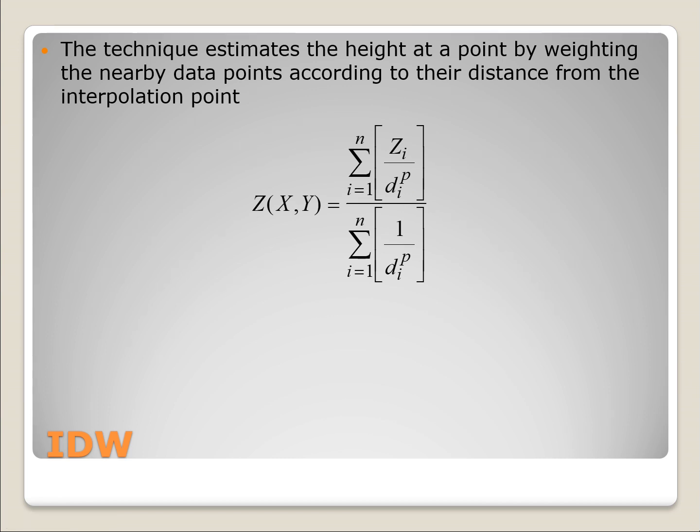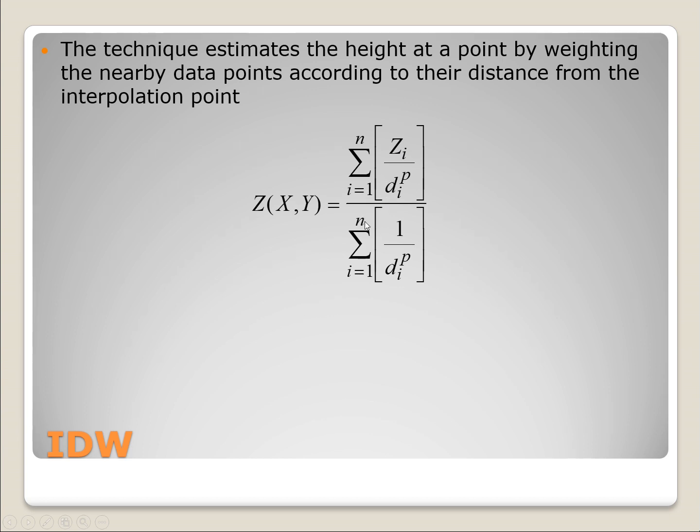So I can make it a 1, I can make it a square, I can make it 3, I can make it 4, I can make it 5, I can make it 25. The higher this P value, the less impact anything at a distance is going to have on the actual calculation, right? So the further away you are, the less impact that this Z value will have on this calculation. So we do the Z over the distance, and we add them all up.